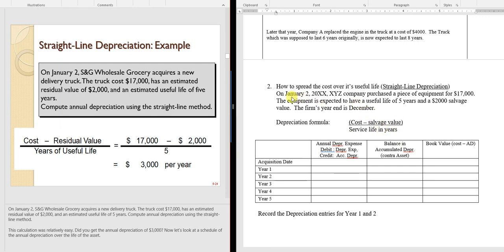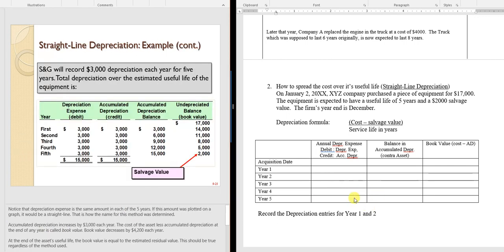Okay, so here's this one. Make sure you write it there. We have cost of $17,000 minus residual value of $2,000, divided by life, and the life is 5 years. So I have $3,000 a year. So I'm going to go here. This is what you're going to fill in. I didn't do all of these columns, but there's no reason to.